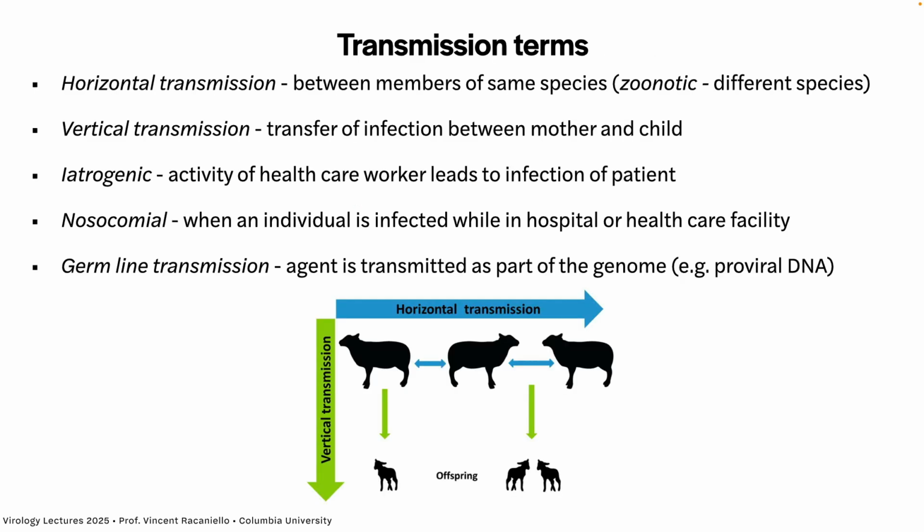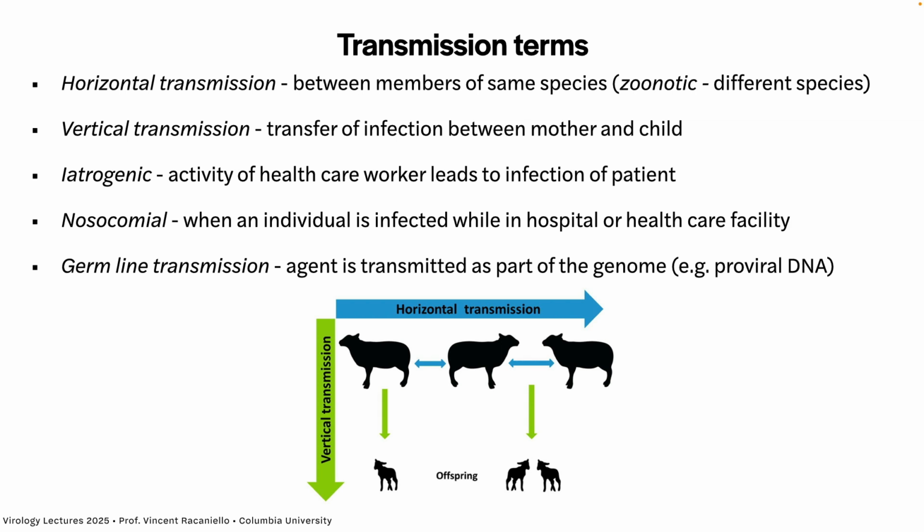With transmission, we also have terms that you should at least be familiar with. So, horizontal transmission. Transmission between members of the same species. So here we have some animals, sheep, I guess. And it is sheep, but these look like goats on the bottom. I don't know, maybe they're sheep too. They're non-human animals. And one sheep is infecting another, and that's horizontal transmission.